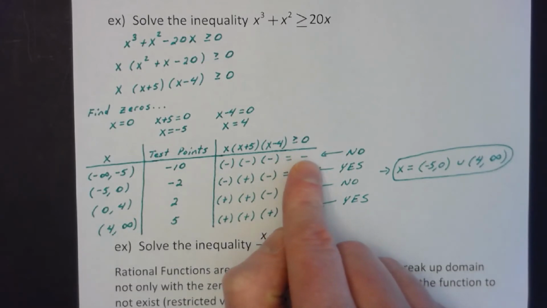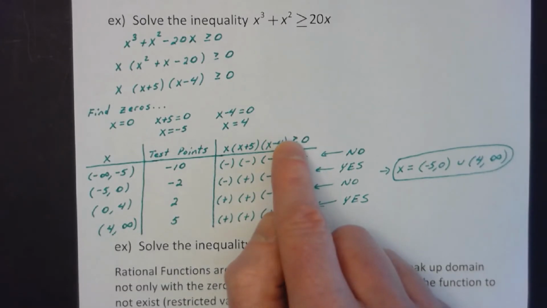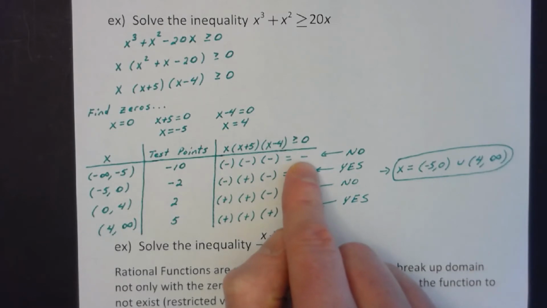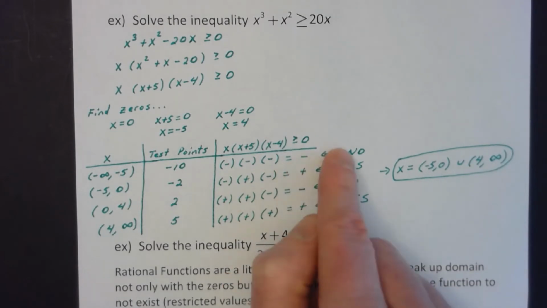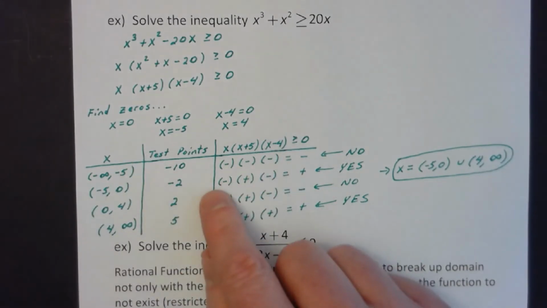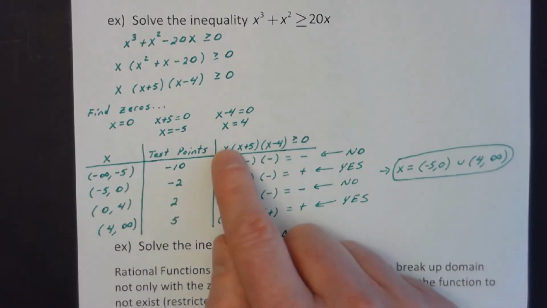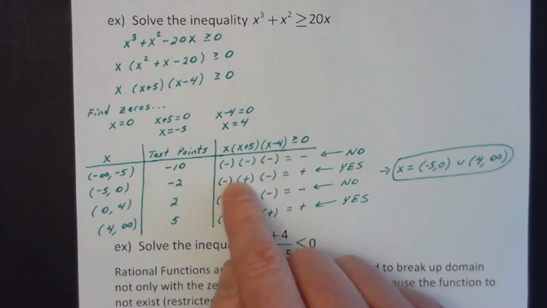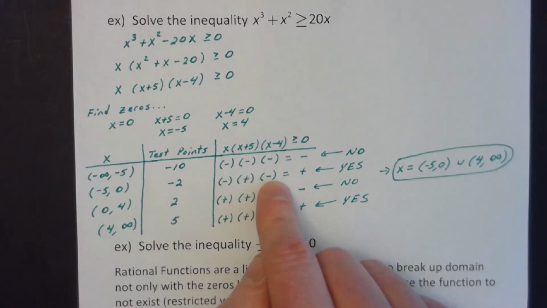Is that our solution? No! We need it to be greater than 0. There's no negative number in existence that's greater than 0. So automatically I know that first region is not a solution. I move on to negative 2. So my first factor is a negative 2. My second factor would be positive 3. My third factor would be negative 6.